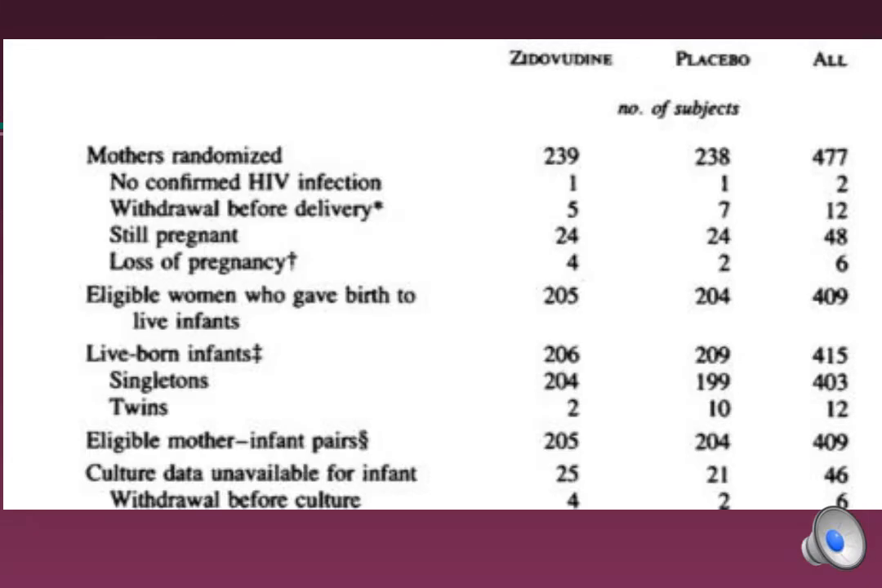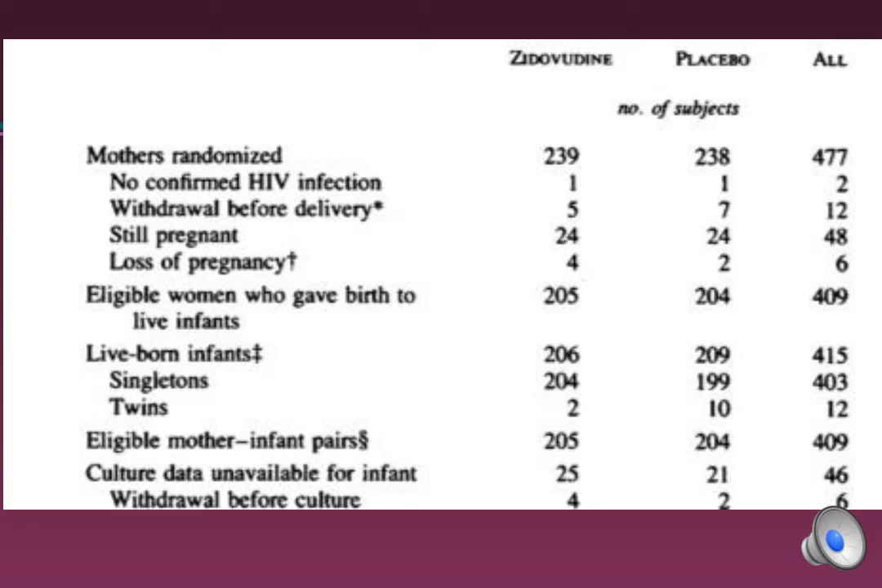This shows what is called, actually, in this particular study, ACTG 076, table 1, which shows the flow. So it shows that there were 239 women that were randomized to the AZT arm and 238 that were randomized to the placebo arm. And among those women, 2 women didn't have HIV infection at all, some women withdrew, some women were still pregnant at the end of the study, and some lost their pregnancy, that is, they had a miscarriage.